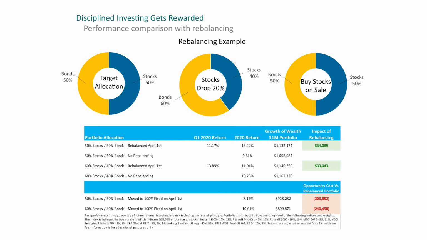Going further down underneath that blue line, we see what would happen if you acted out of fear. If after that first quarter negative 11.17% return, you would have switched to 100% fixed income or bonds at that point, your annual return for 2020 would have been a negative 7.17% loss. And the opportunity cost between that loss and the gains you could have had in just rebalancing is almost $204,000 on a $1 million account.